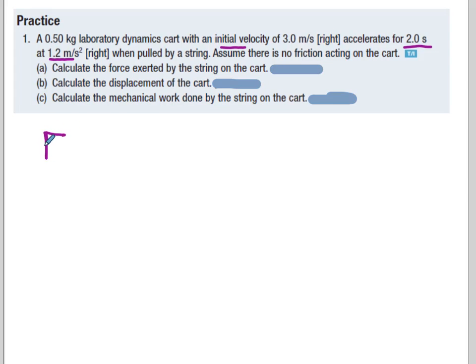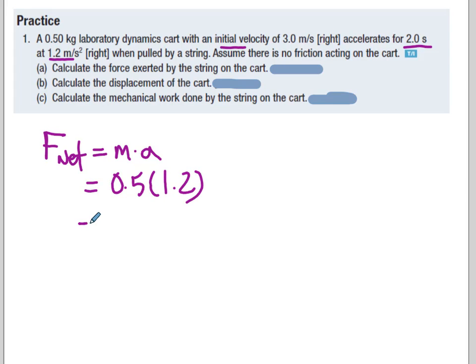If we wanted F net, we know that F net is mass times acceleration. So we have our mass and we have our acceleration, so we should have 0.6 newtons is the force exerted on the cart, and there it is. Calculate the displacement of the cart.